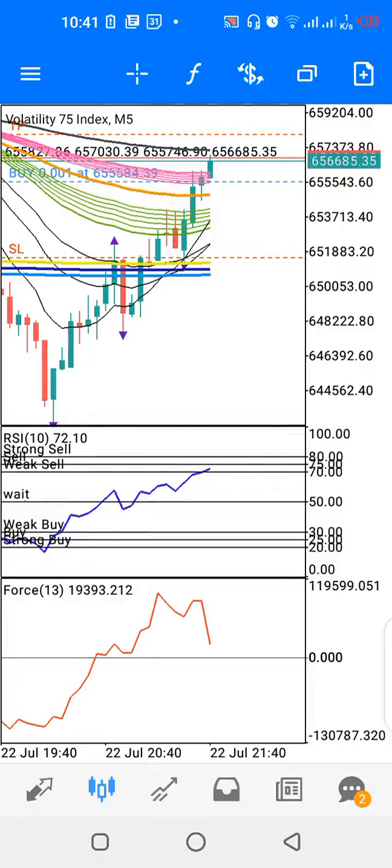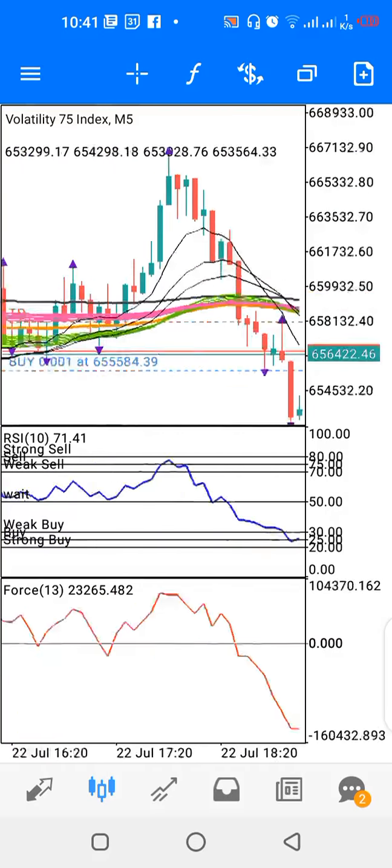Today we'll be looking at a strategy you can use to trade volatility 75 index. On my screen I have volatility 75 index on the 5 minutes time frame. And how does this strategy work?